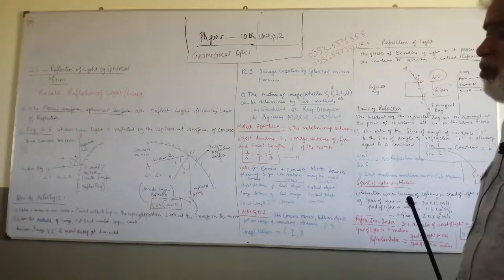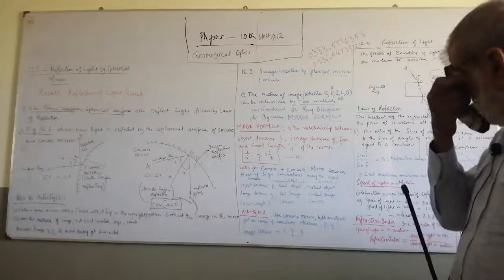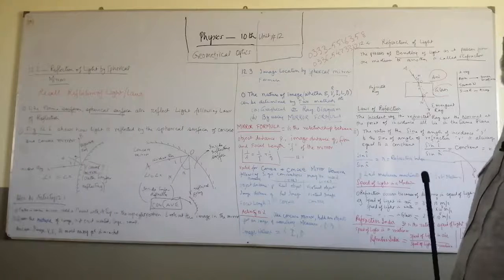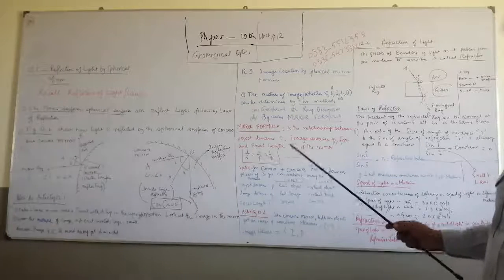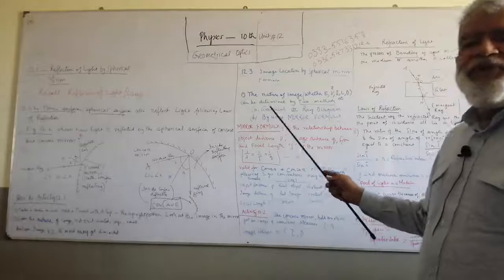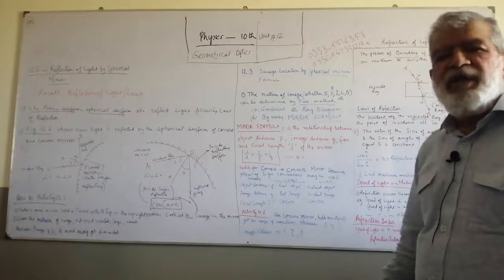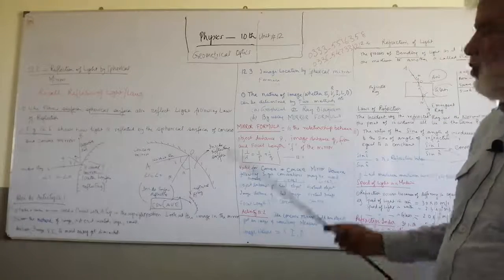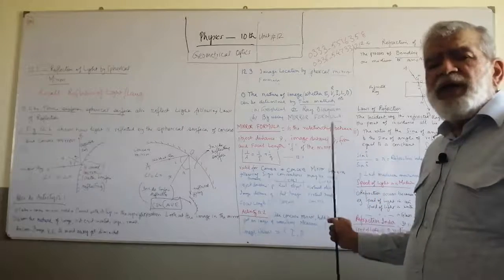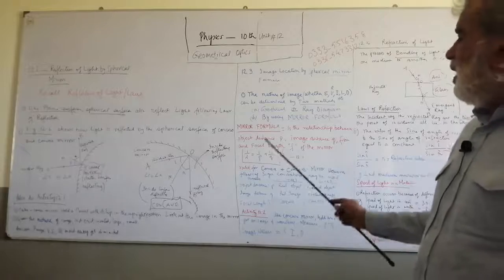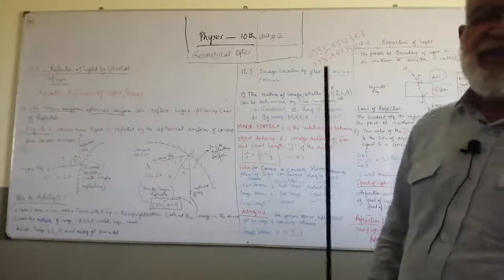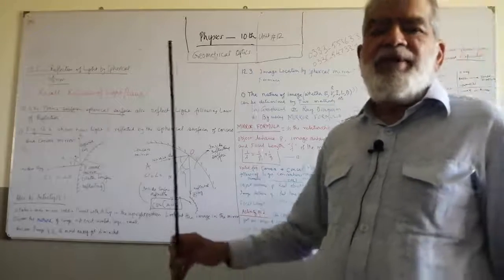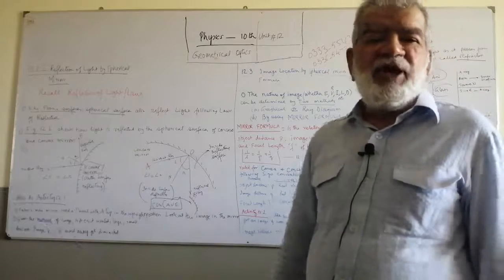So what is the mirror formula? It is the relationship between P, Q and F. Simple, आसानी से याद रखने का तरीका है. मिरर फॉर्मूला क्या है? ये P, Q और F के दरमियान में एक रब्त पैदा करता है, एक ताल्लुक पैदा करता है. The relationship between P, Q and F is known as mirror formula. And P क्या होता है? P is the distance of the object from the mirror. Q क्या चीज़ है? Distance of the image from the mirror. And F is the focal length of that mirror.